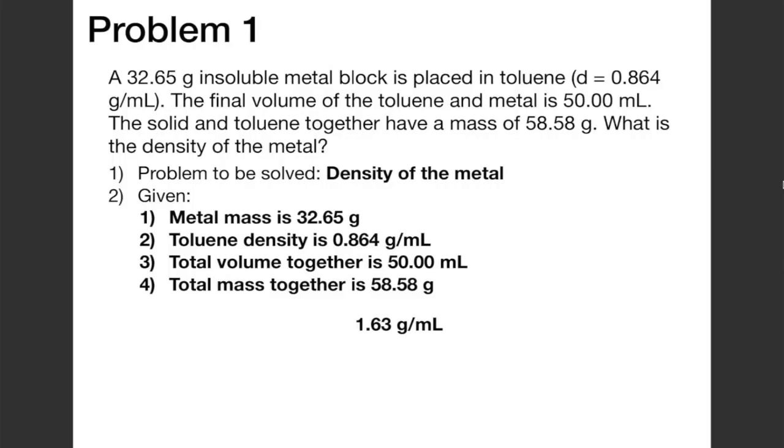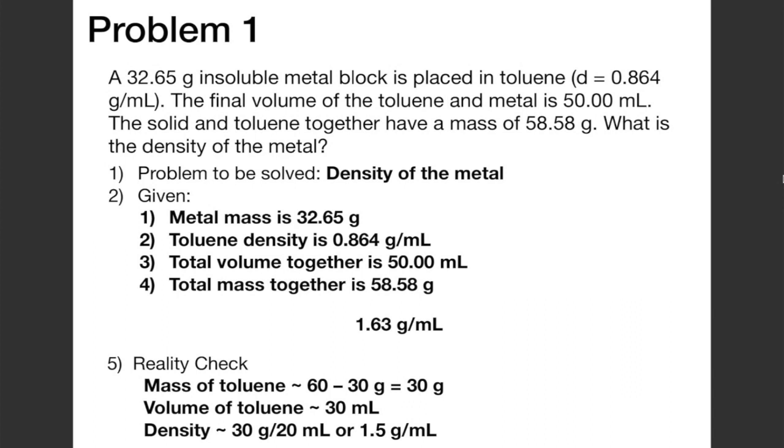We arrived at the value for the density of the metal at 1.63 grams per milliliter. We're now going to determine using approximations if that's a reasonable value. We're going to determine the mass of the toluene by rounding the total mass of the toluene and the metal together up to 60, rounding the mass of the metal down to 30. 60 minus 30 equals 30 grams.